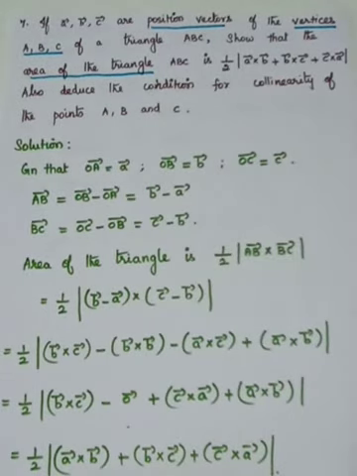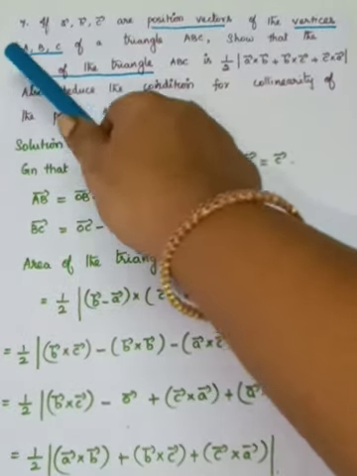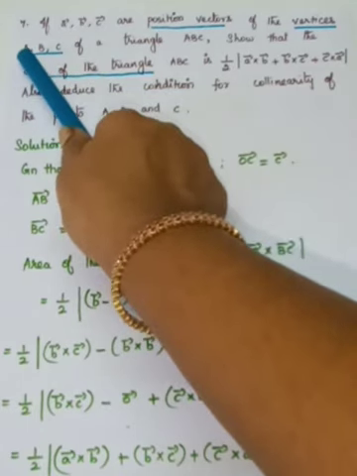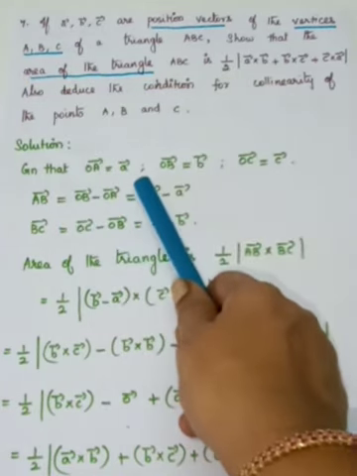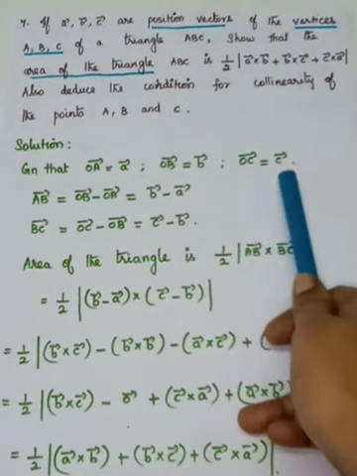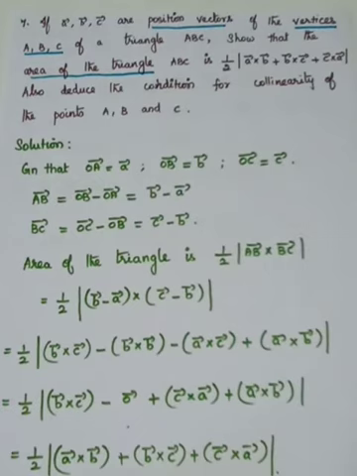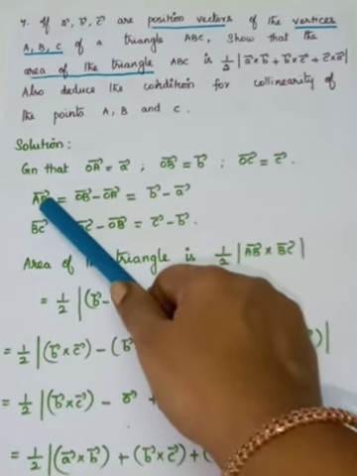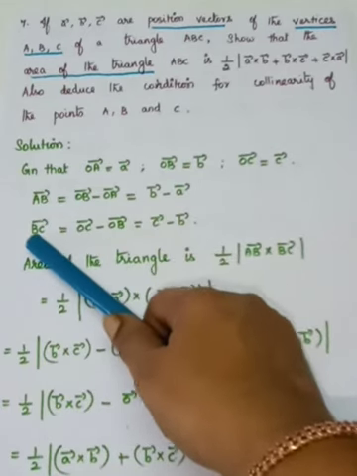Okay, see now, here the position vectors are given. So this A vector is the position vector of the point A. So OA vector is equal to A vector, OB vector is equal to B vector, and OC vector is equal to C vector. So position vectors are given. To find the area of the triangle, we need two sides. So the first side is AB, written in terms of vector, AB vector. And the second side is BC vector.